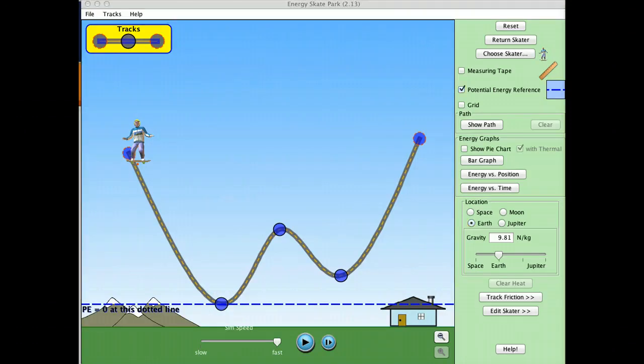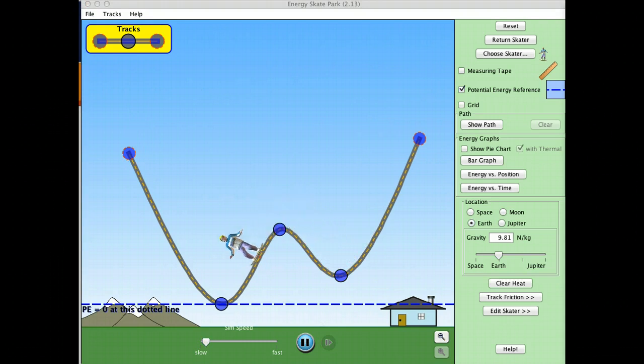The directions say, before starting the simulation, make the following predictions. At which lettered points will the skater be moving the fastest? So you want to make your prediction, but let's see how you can really figure this out. One of the things I'm going to do is, this is the simulation speed, and it'll go really quickly, and I'll be trying to look at stuff. I'm going to really slow it down because there's no reason for me to go that fast.